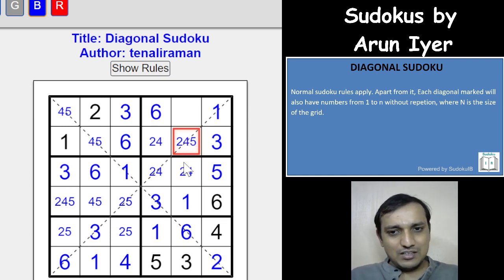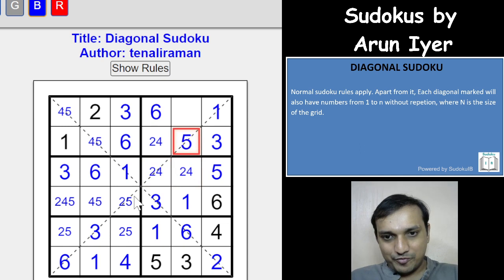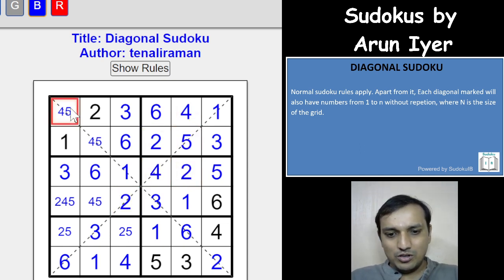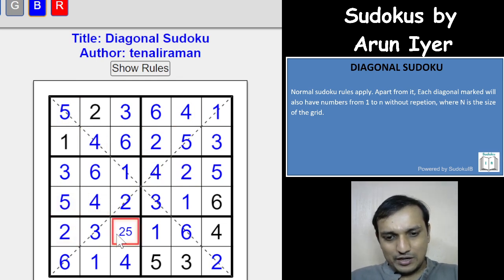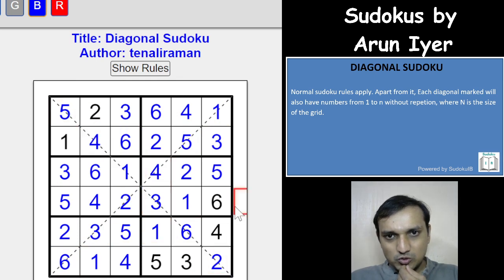Whatever you have here cannot be in any of these two cells because of the classic constraint as well as the diagonal constraint. Which means this cell cannot be both 2 and 4. So this would have to be 5, 2, 4 and 2, 2 and 4, 5 and a 4, 4 and a 5, 2 and a 5. Am I right? 6, 3, 2, 4, 5, 1, 5, 4, 1, 3, 6, 2. Okay.